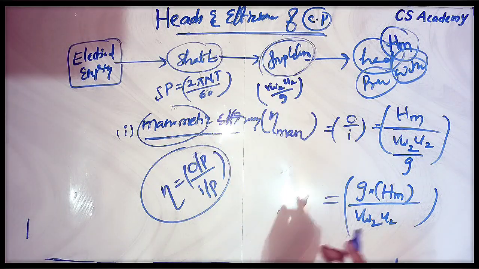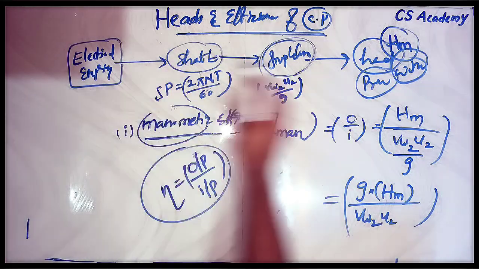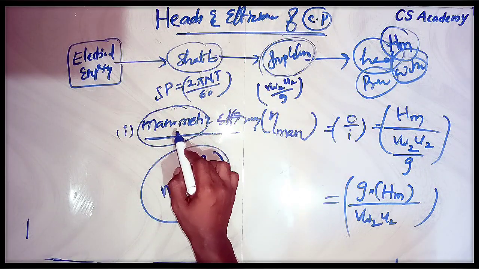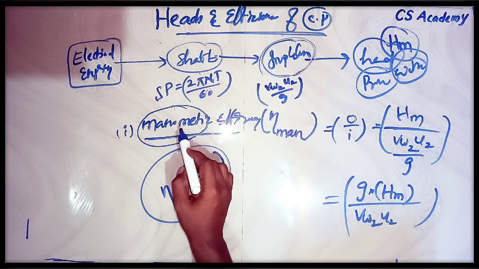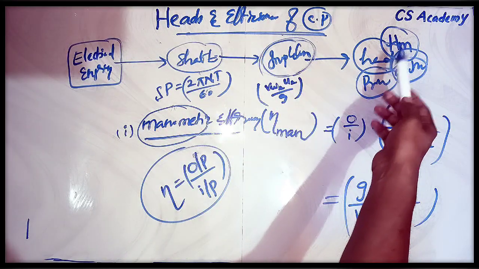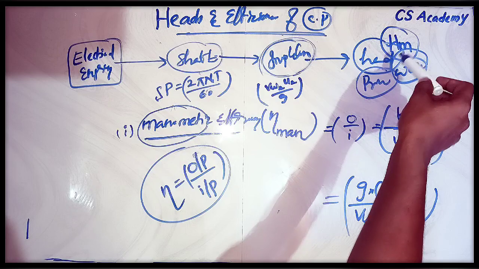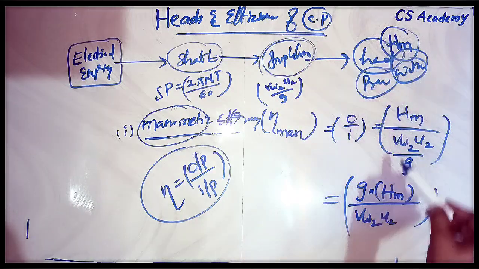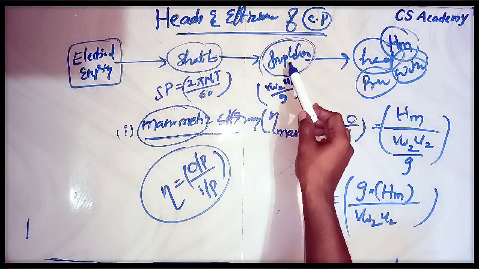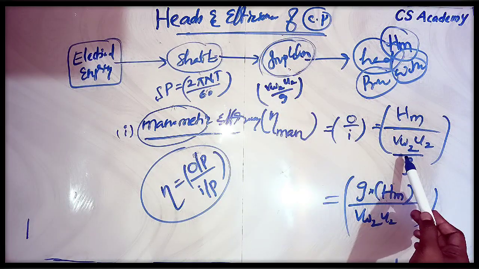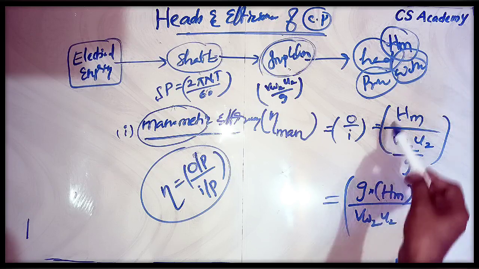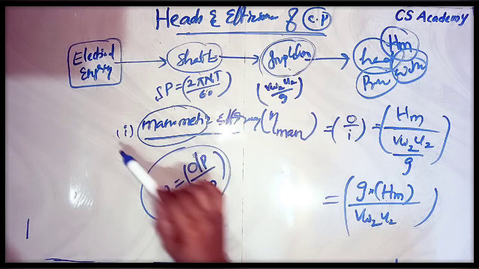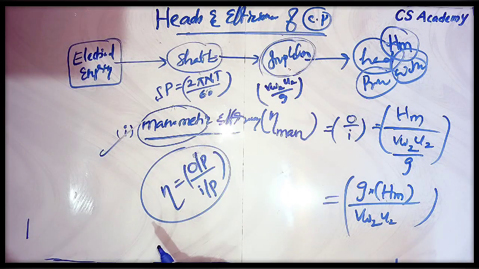That's it. No need of byhearting here. This is the sequence. This is the manometric efficiency. This is the manometric head. Where are we getting the manometric head? Here. This is the output, and this is the input. Output by input. Output is the manometric head, input is the impeller work, that is Vw2 U2 by g. So as we send this g to the numerator, that is g Hm by Vw2 U2. This is the manometric efficiency. I think you got this point.